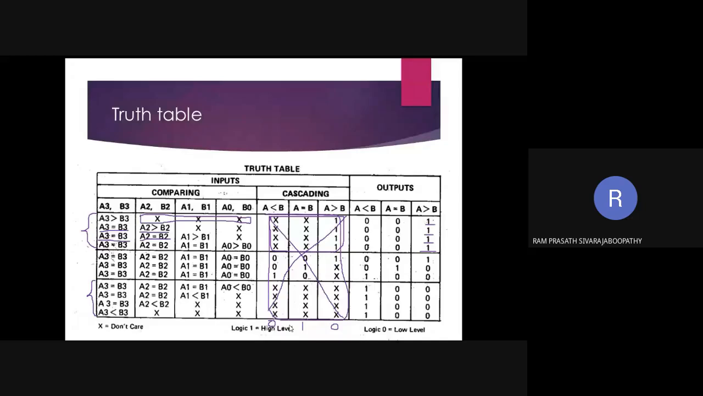Fine. Okay. Shall we proceed? So how should the cascading input be? Only A equal to B must be 1, and the remaining two must be 0. Fine. Shall we proceed? Okay.